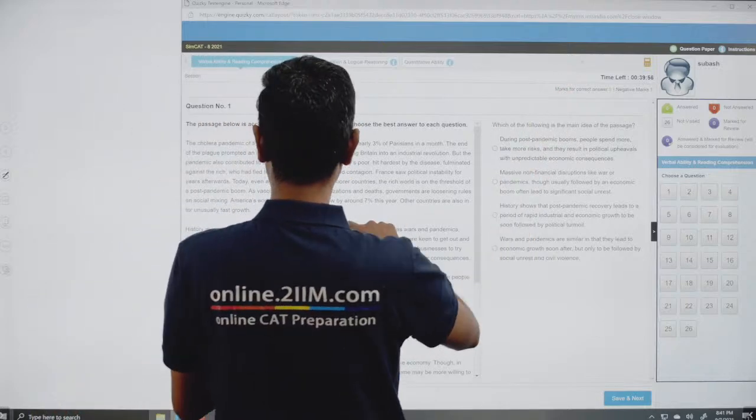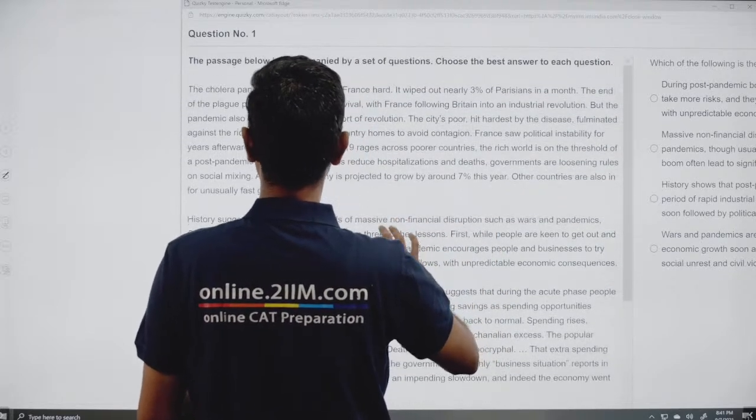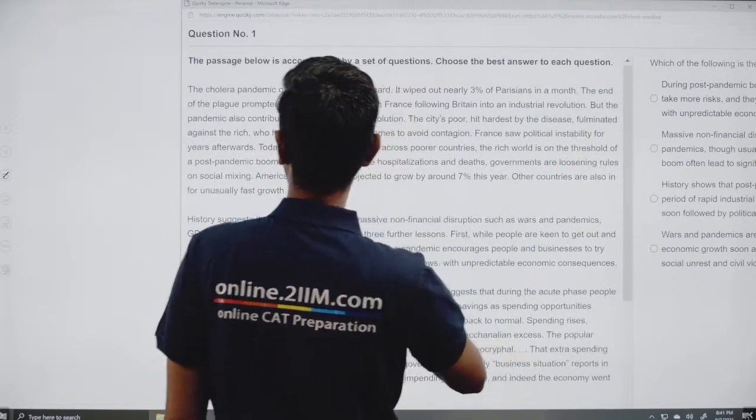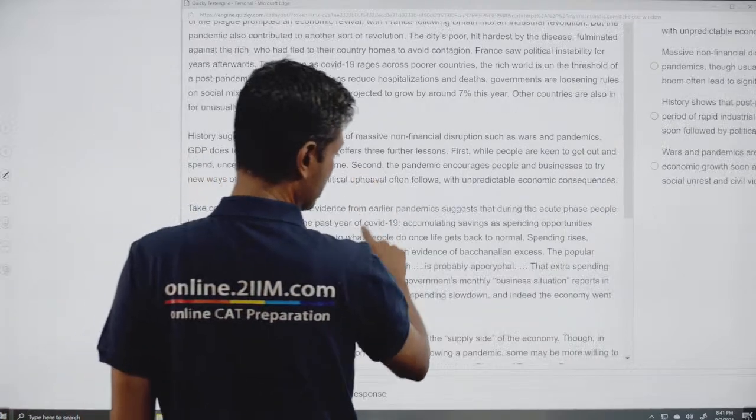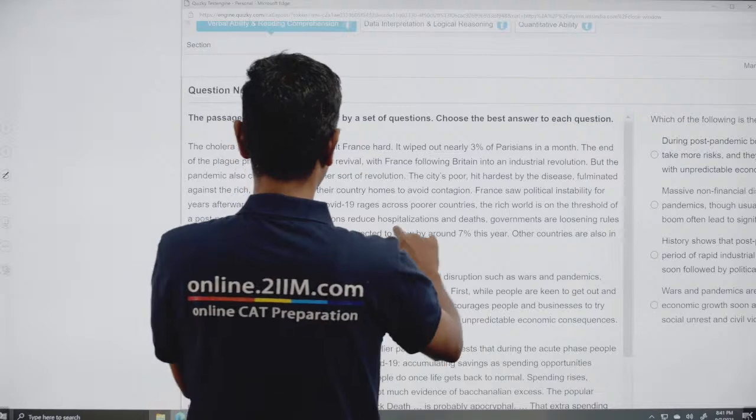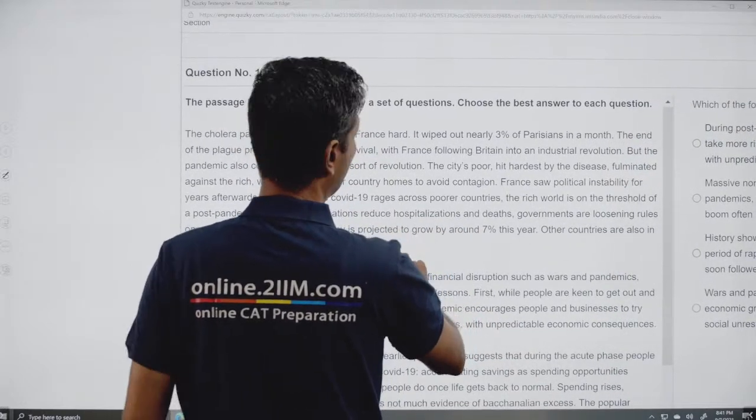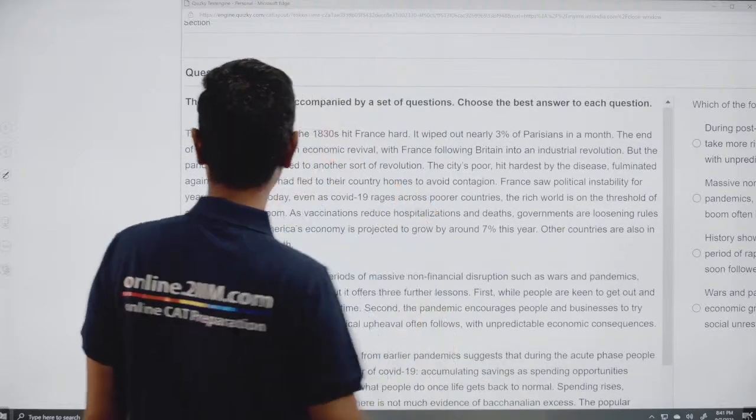The timer is on. I'm going to expand this and then read this passage. This is a reading comprehension thing. So I'm going to read this passage, scroll there, and then have a look. This is the maximum I can fit without too many scrolls. The scroll is also a pain.